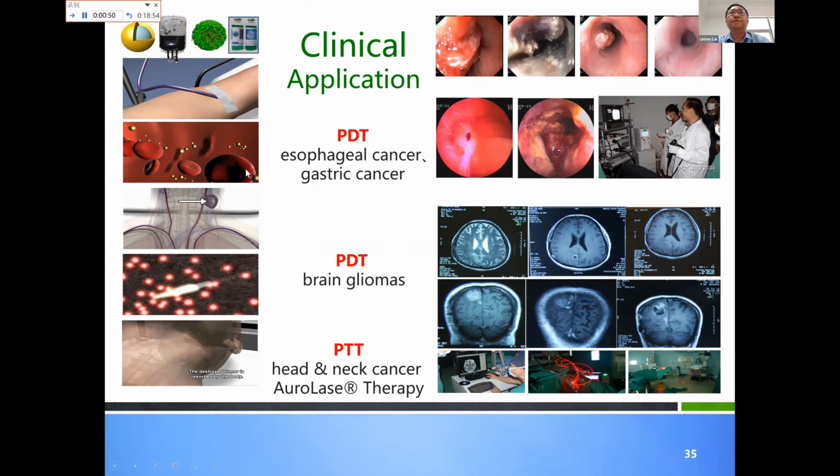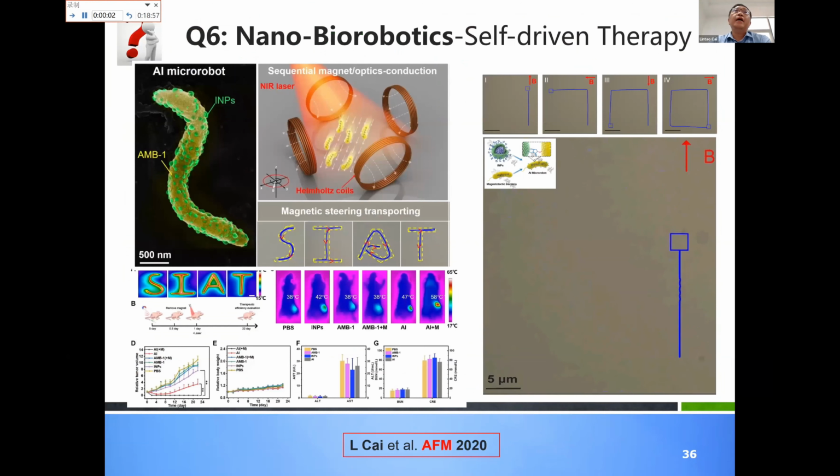And finally, I will introduce new research on nano-biorobotics. This is like self-driven therapy. Like this, we have a macro robot. This is algae. We can combine magnetic particles and our photosensitizers in these algae systems, and use our near-infrared laser and also hemoglobin cores. These are the magnetic drivers.